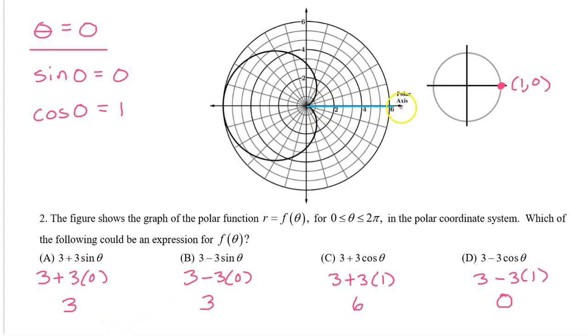At 0 radians on the polar graph, an r value of 3 would be right here. This is not a point on the graph of f of theta, so options A and B are out. An r value of 6 would be right here. This is not a point on the graph of f of theta either, so C is out. D is the answer, because an r value of 0 would be right here, which is a point on the graph of f of theta.